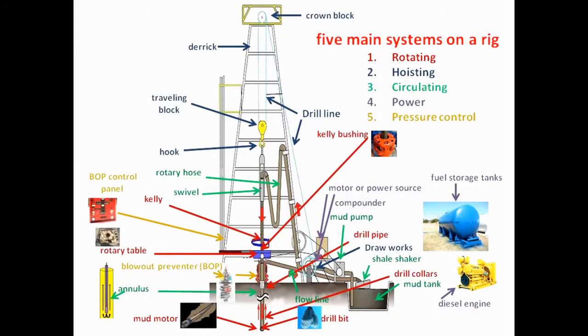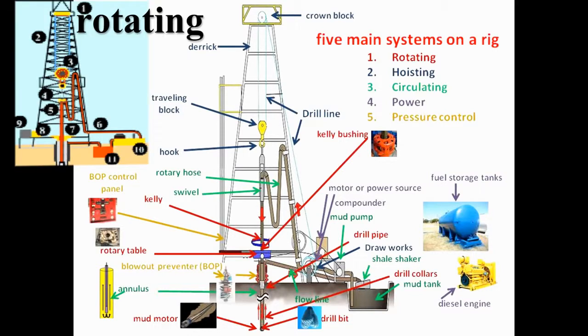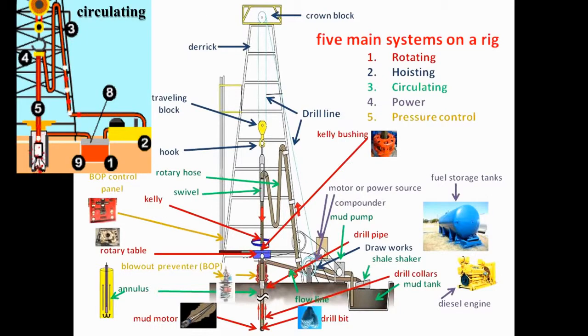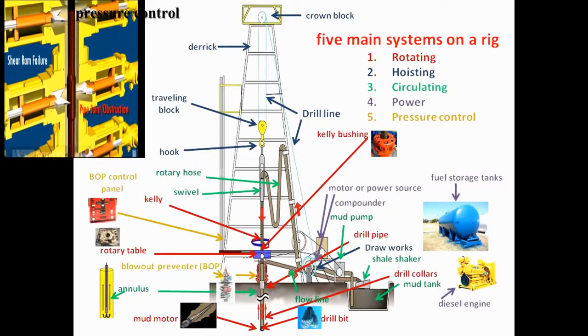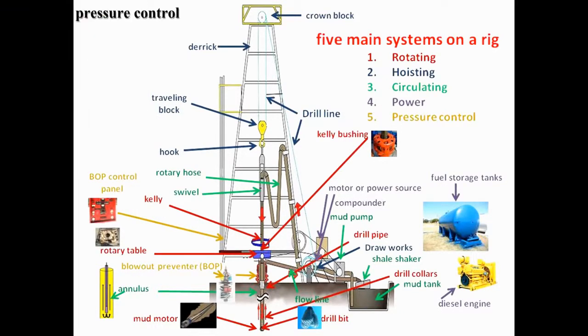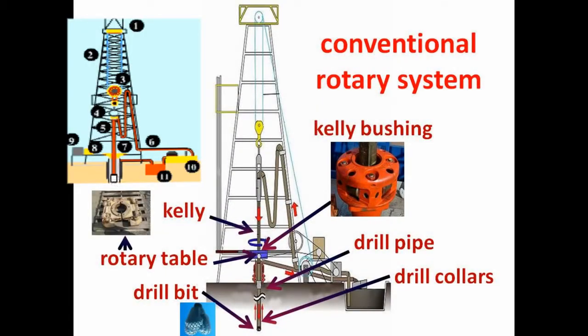In this drawing, I've labeled each of the 5 main systems with their significant components as you'd see on an operating rig. Let's take a few minutes to orient ourselves to their locations and look at how they fit all together. Once we are familiar with the parts and their locations, we'll describe their functions. Let's start with the rotary system.